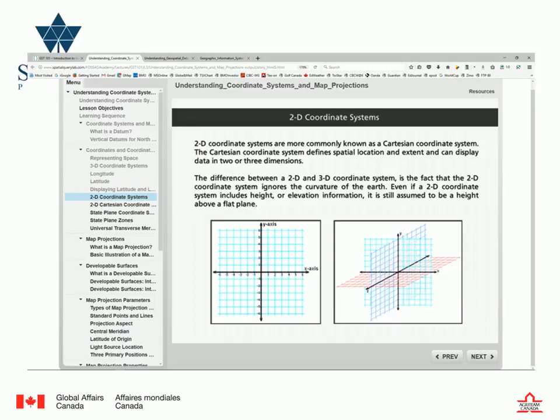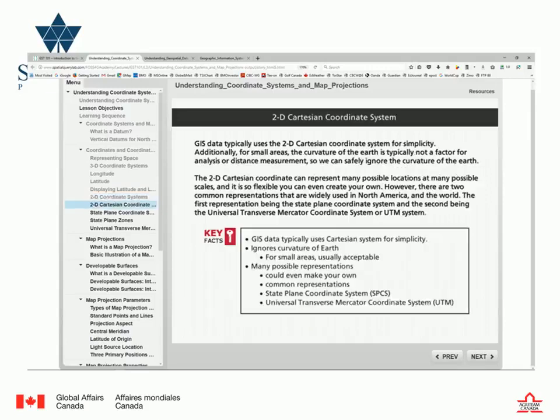A 2D coordinate system has basically X and Y in a flat plane. GIS data typically uses a Cartesian system for simplicity, which is the 2D system, and GIS normally ignores the curvature of the Earth. For small areas, that's okay. In local areas, we treat the ground as flat. In the US, they use State Plane. In the rest of the world, we basically use UTM.